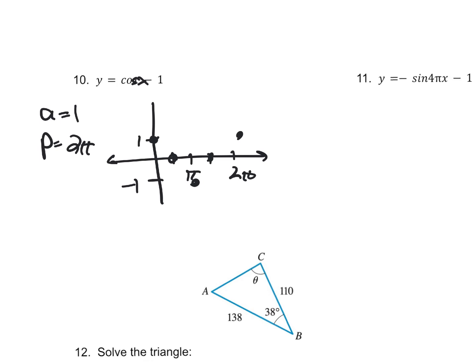But the minus 1 means the whole graph has been shifted down 1, which means the point right here, I'm going to change colors so you can see what I'm doing. The point that's at 1 is coming to 0. The point that's at 0 is coming to negative 1. That's coming to negative 2. Everything's getting shifted down 1. So my graph gets shifted down 1. Now it looks like that for cosine.